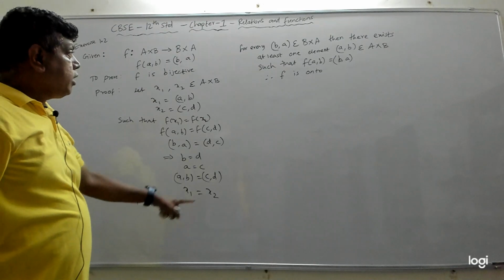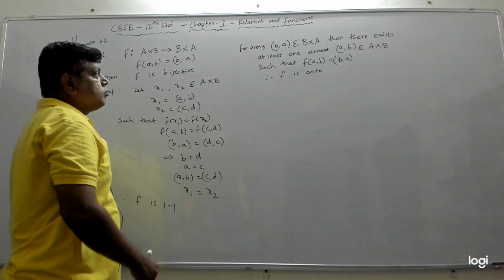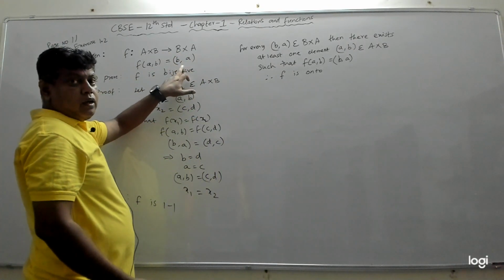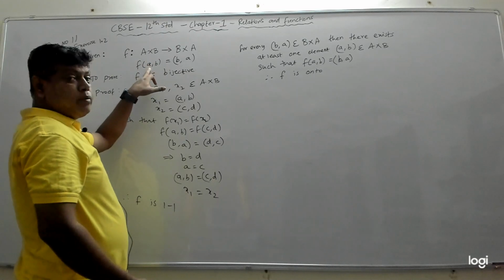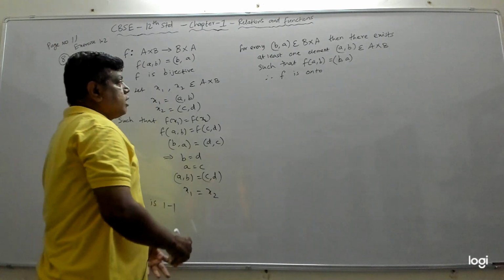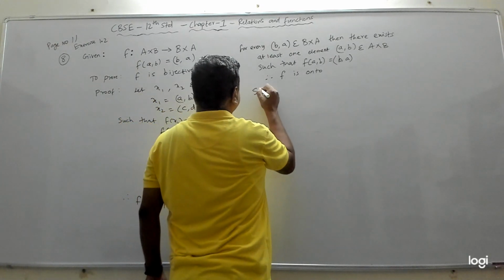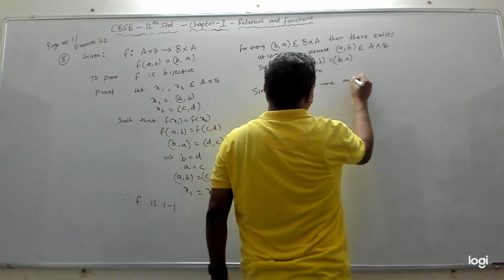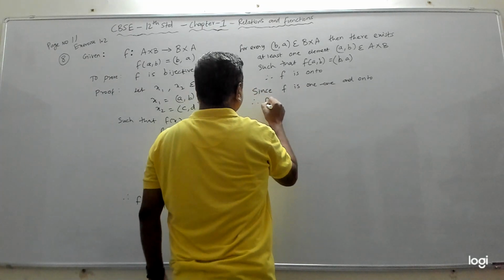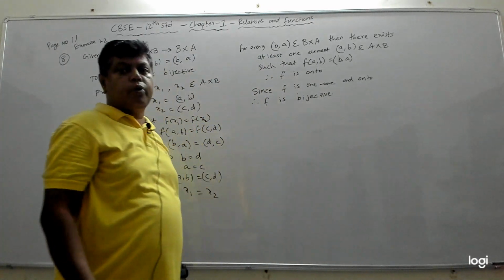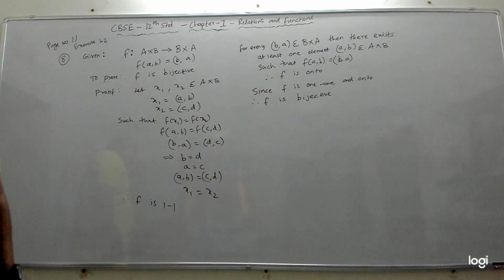Now, since f is 1 to 1 and onto, the onto part, hope you are clear. For any element I take from this set, that will be of the form b comma a. Then you will always be able to find an element a comma b in the set a cross b, such that f of a comma b is equal to b comma a. Therefore, f is onto. Since f is 1 to 1 and onto, therefore f is bijective. So that is why we prove that f is bijective. Right? Or if you can take the notes.